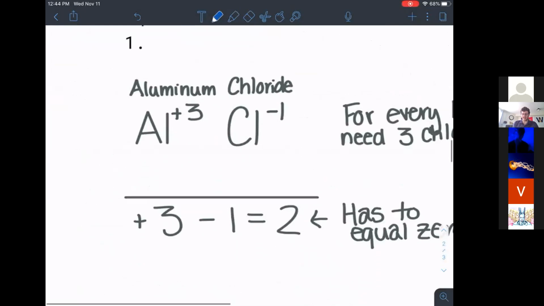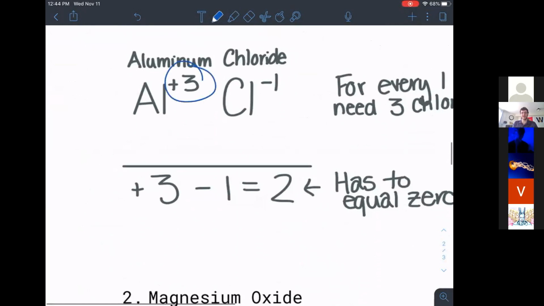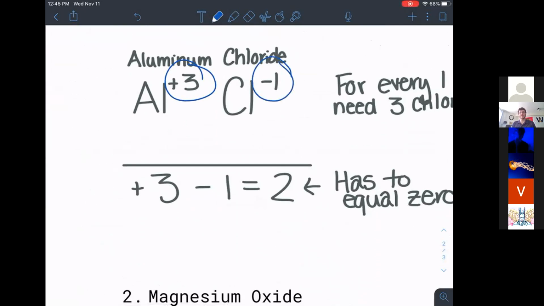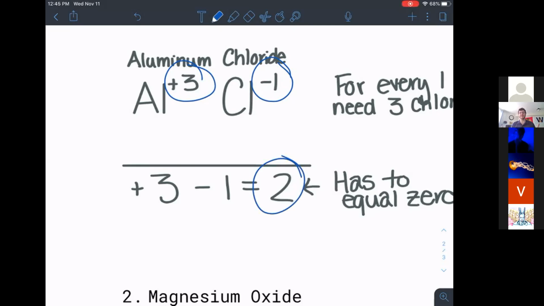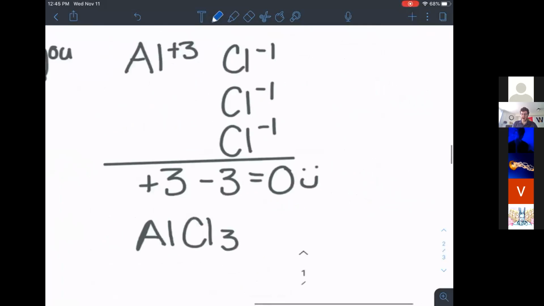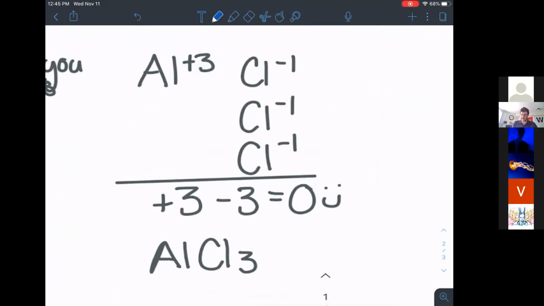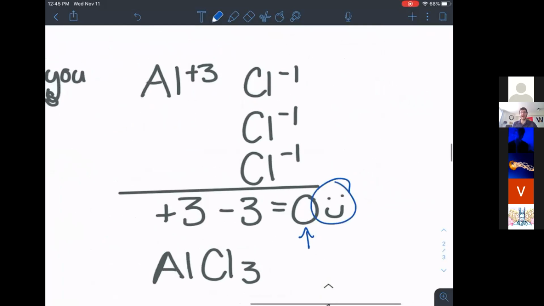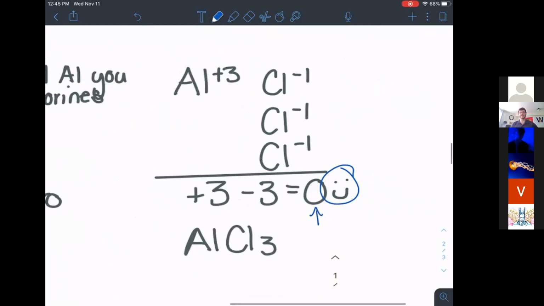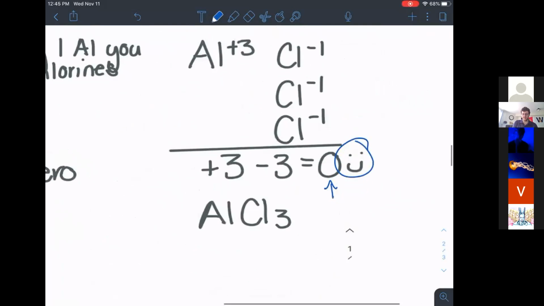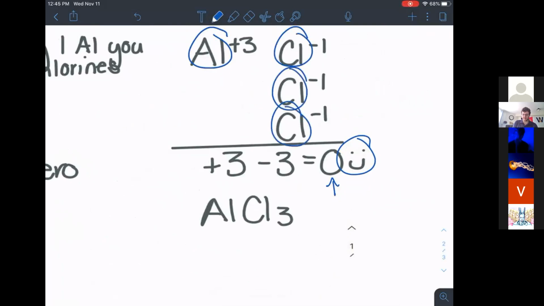Aluminum chloride is aluminum metal and chlorine non-metal. Aluminum has a +3 charge and chlorine has a -1 charge. So if we add up those two charges together, we get a +2. We want that number to be 0. So that means we can't just have one chlorine. So we're going to keep adding chlorines until we get to a 0 charge and we're happy. Once our charge is at 0, we have 1 aluminum and 3 chlorines, which is where the formula comes from. Does that make sense?